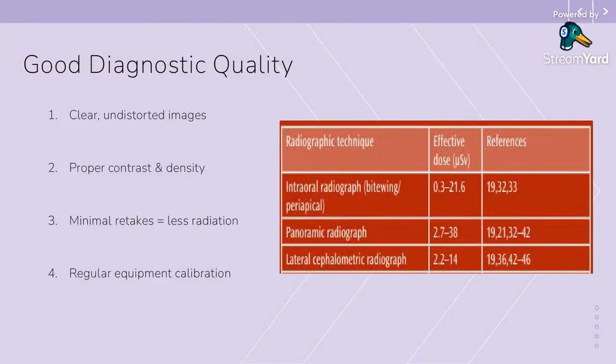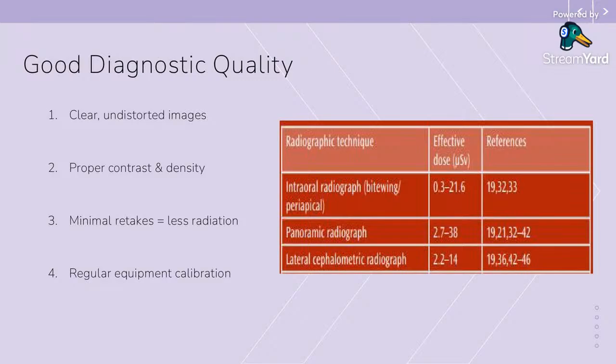Okay, in the picture that I've added here, the table that I've added here is the radiation dosage of the periapical and the panoramic and the lateral Ceph. Okay.